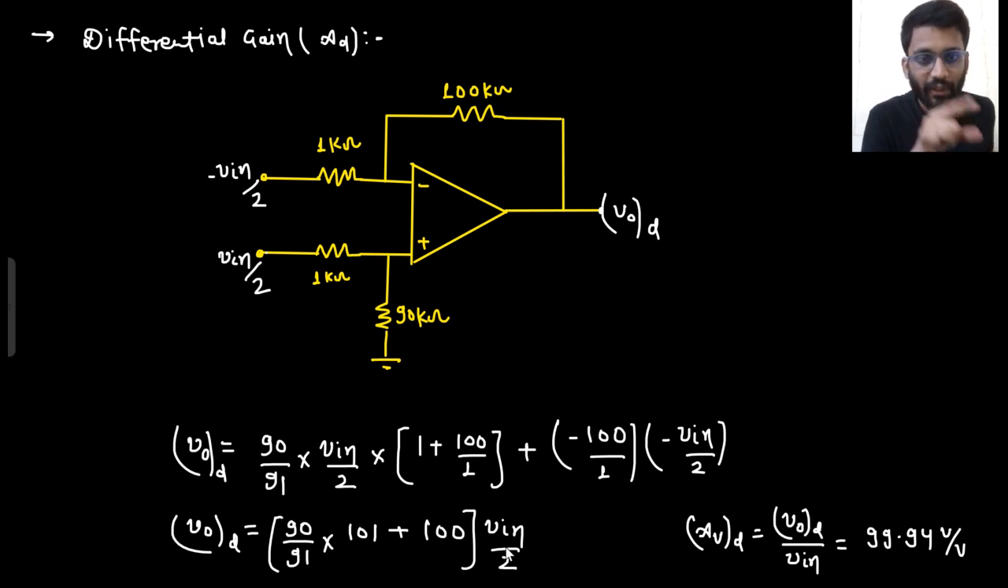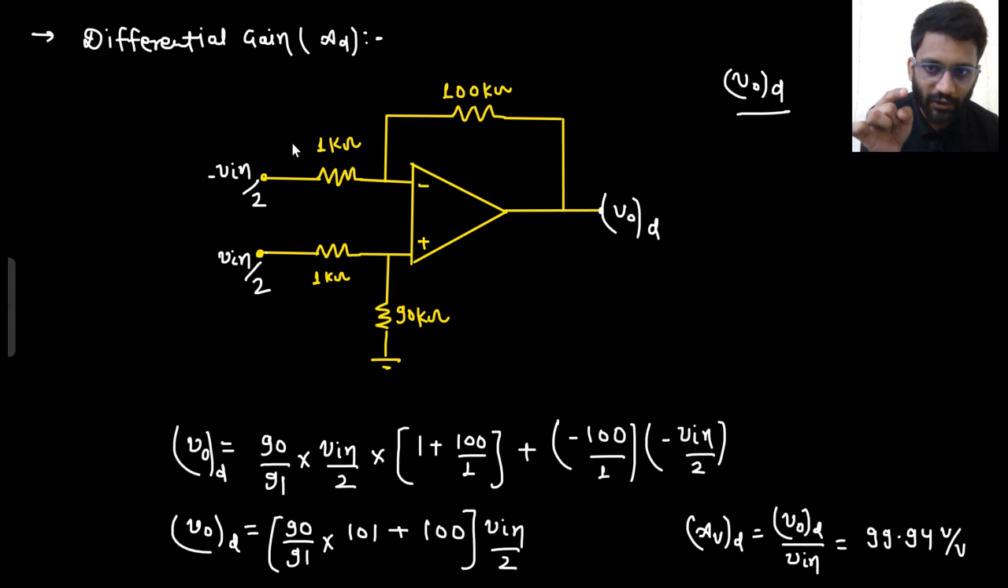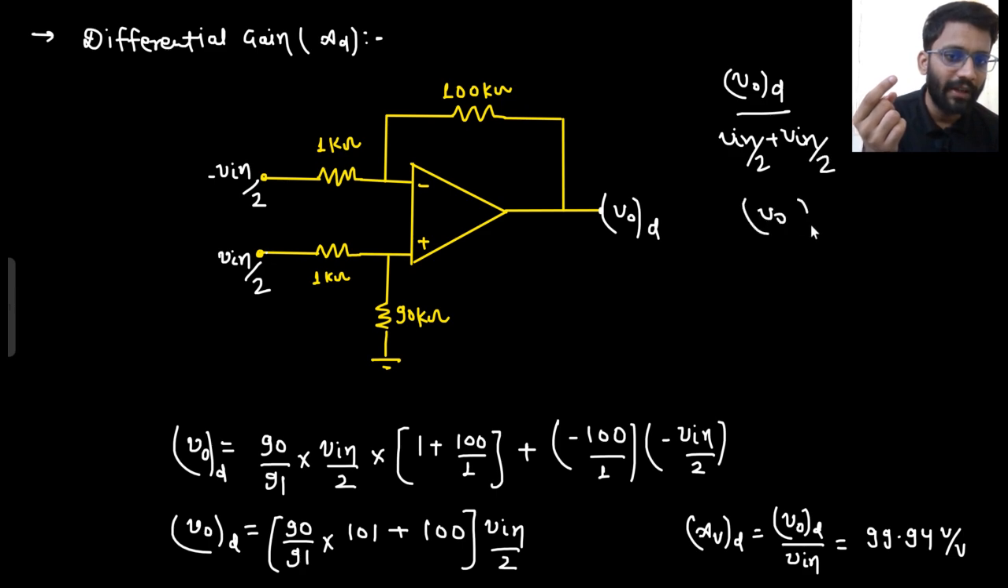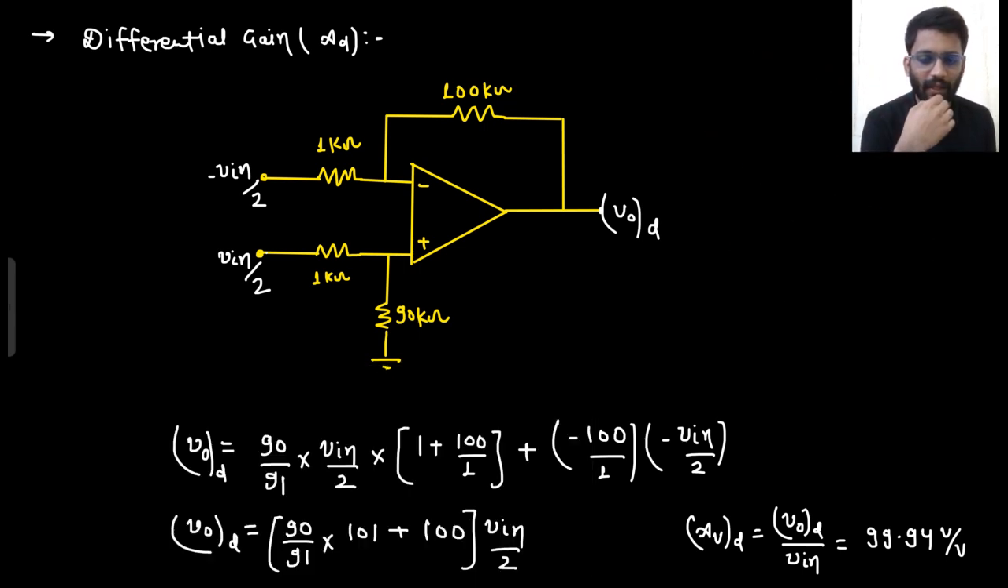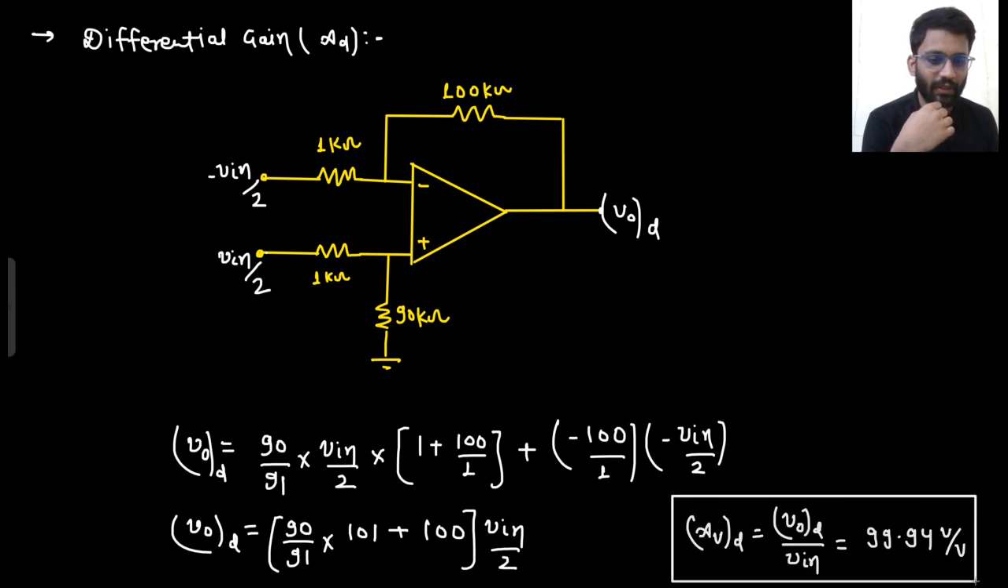Sometimes people calculate V naught D by V in by 2. No. It is V naught D by V in, because it is the differential output divided by the difference of the inputs. That would be V in by 2 minus of minus V in by 2. So V naught D divided by V in is the differential gain. Well and good. 99.94 is your differential gain.